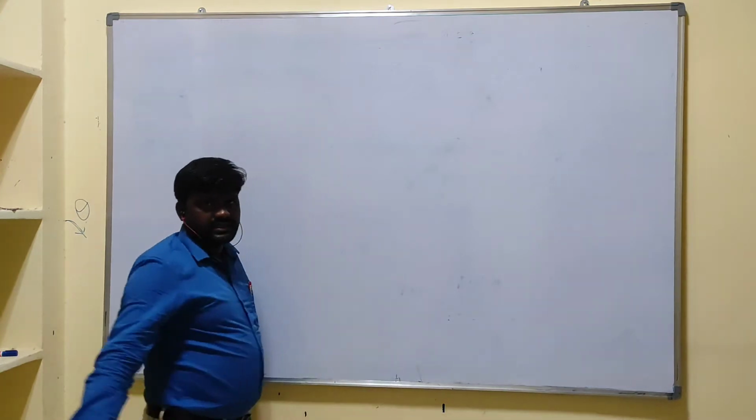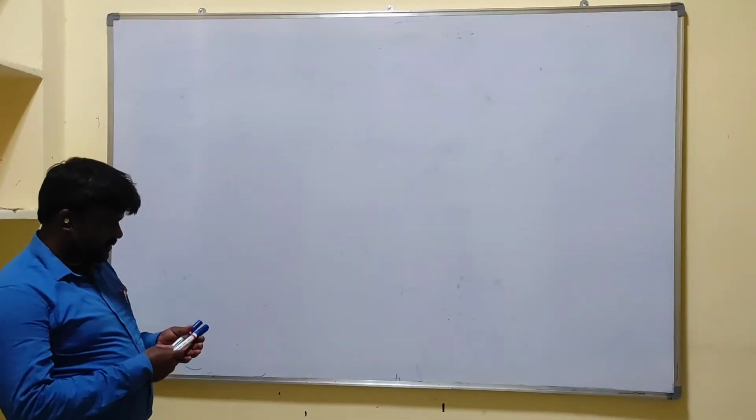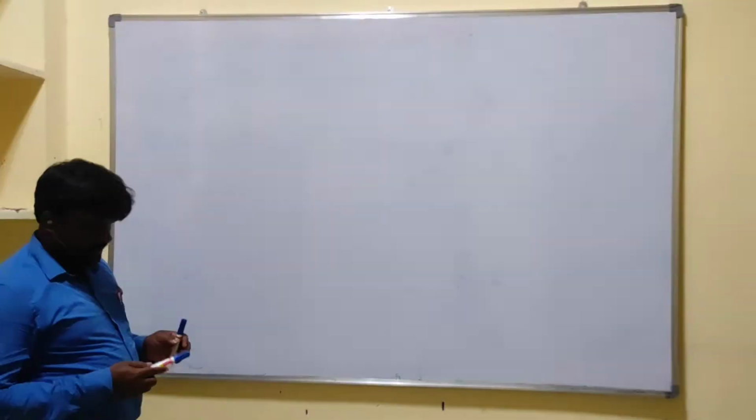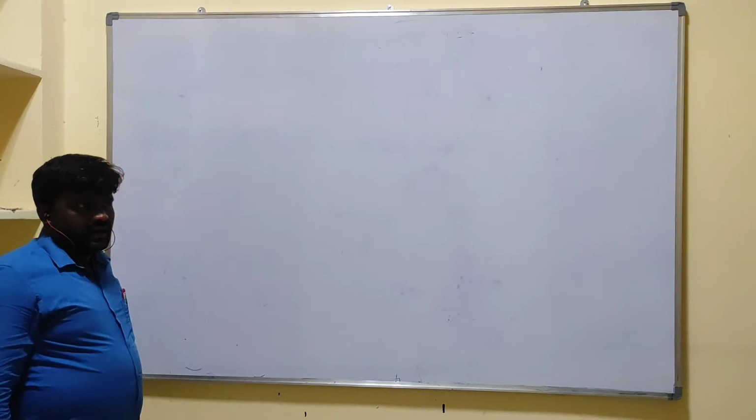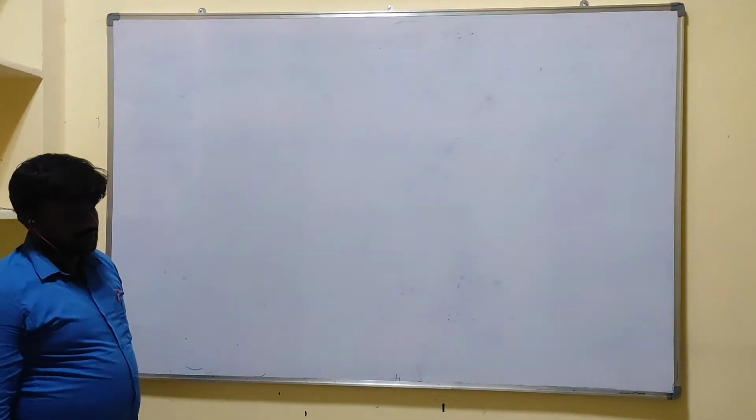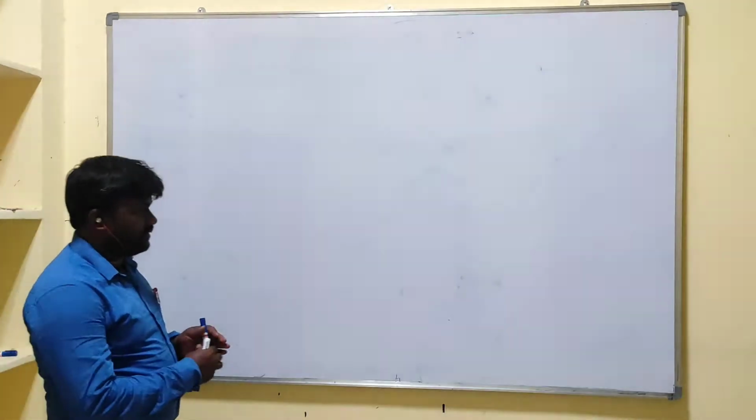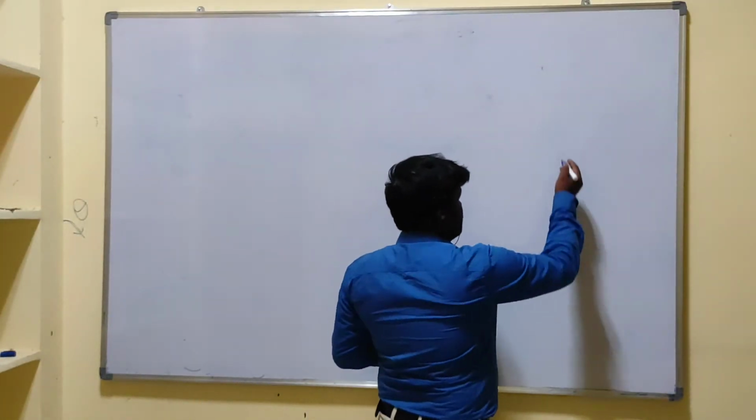Last class we discussed operating point. What is meant by operating point? Operating point is nothing but the intersection of the DC load line and CE characteristics of the transistor.